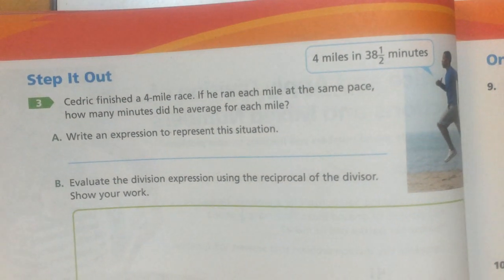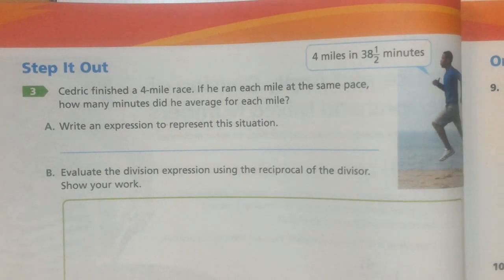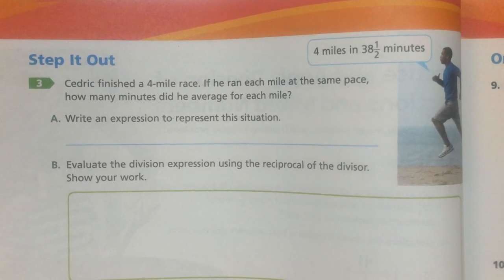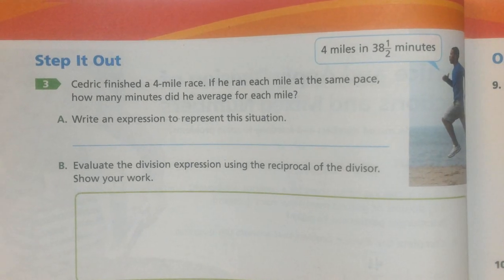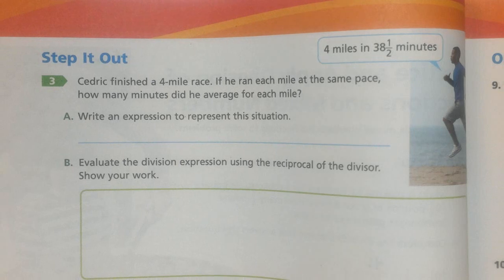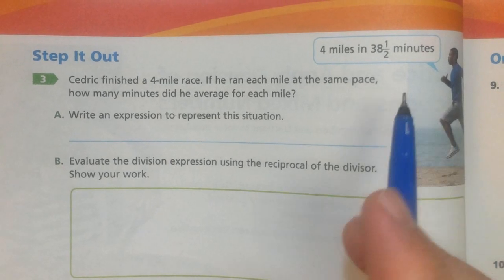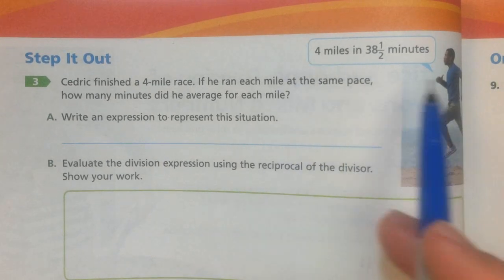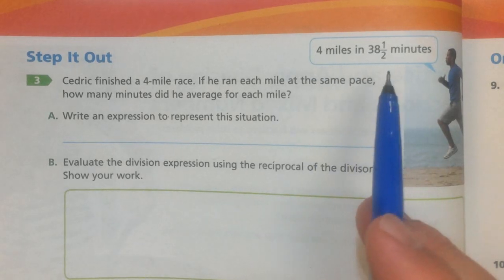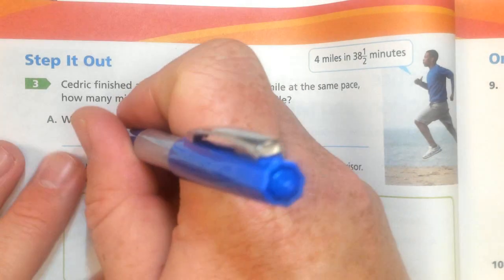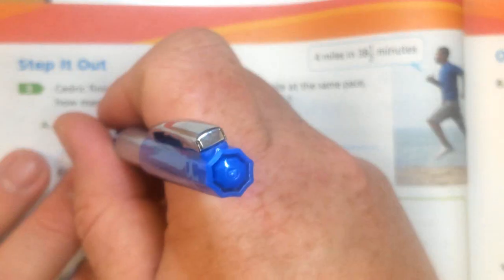Okay. Number 3 says, Cedric finished a 4-mile race. If he ran each mile at the same pace, how many minutes did he average for each mile? Write an expression to represent the situation. Okay. So all the information that we need right here is up here on the graphic. So it's 4 miles in 38.5 minutes. So when we divide, the 38.5 is the dividend.